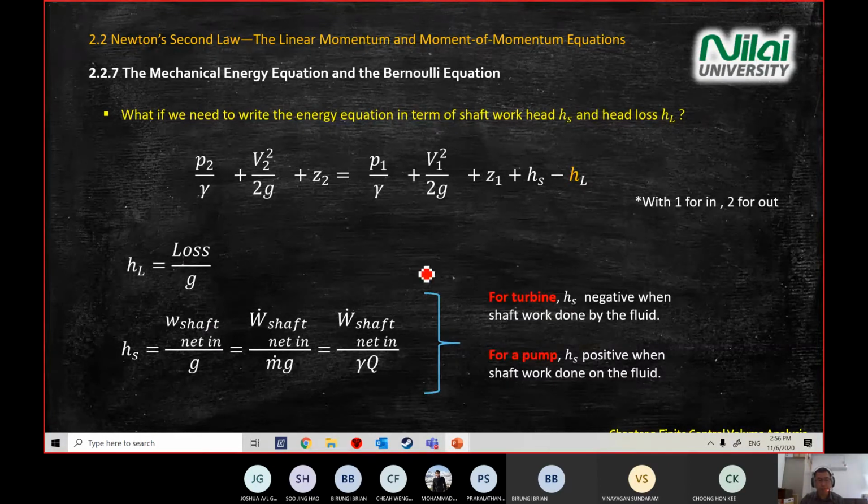What is important is the application of HS in real life. For a turbine, in the turbine specification or spec sheet, you will see HS normally is negative, some joule per kilogram or so on. When the shaft work is done by the fluid, meaning the fluid pushes the turbine to work, you get a negative. For the pump, it will be positive, when work is done on the fluid by the pump itself. This is the difference between turbine and pump. So when you get a negative, that is the turbine scenario, and this is the meaning of the value. For example, you get HS equal to negative 50 joule per kilogram.